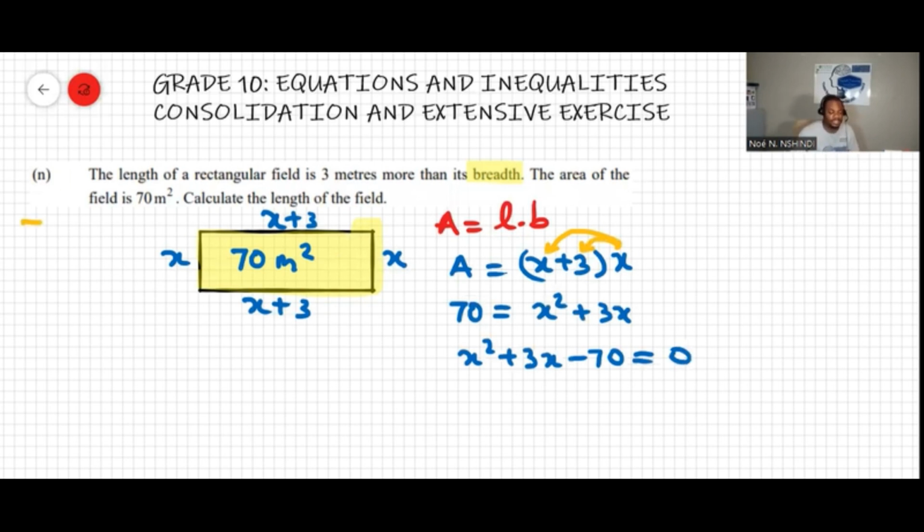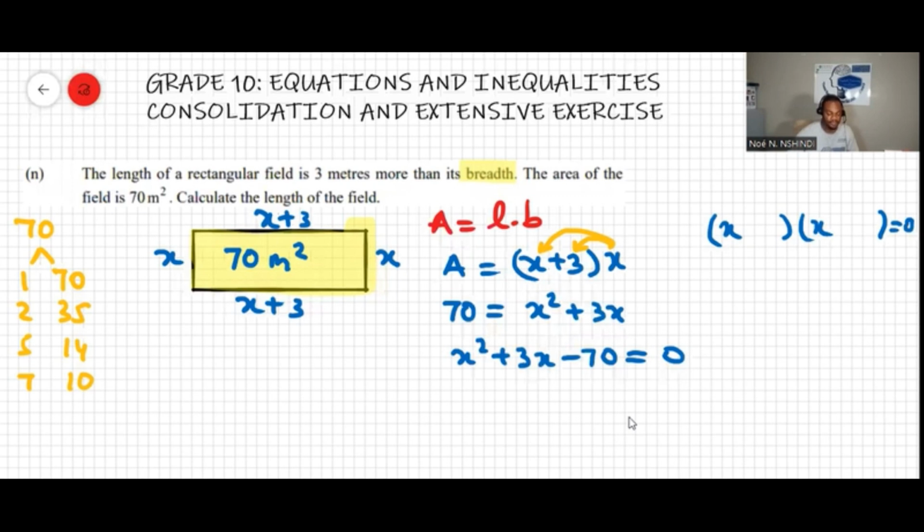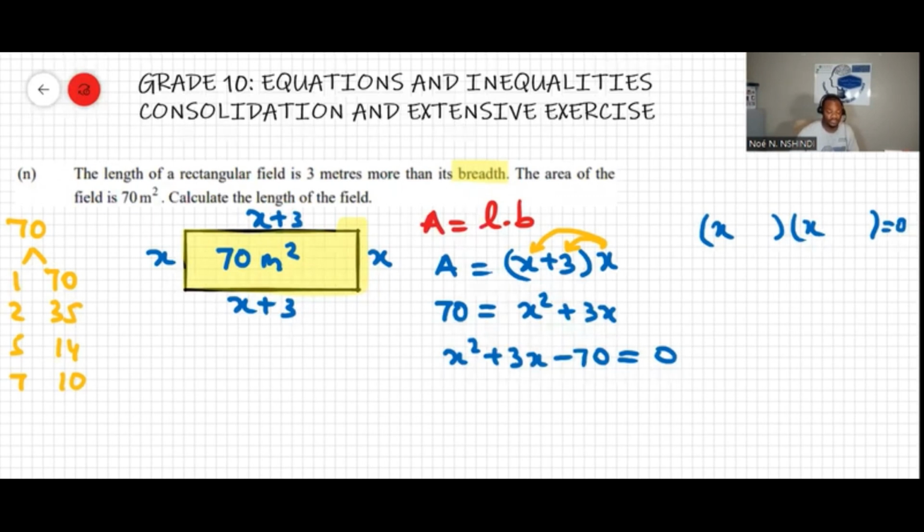If I write 70 here, I can list the factors of 70 in ascending order. They are 1 and 70, okay, 2 and 35, not 3, not 4, but 5, yes, 5 and 14, 7 and 10, and that is all. Now, I want to say then which factors of 70 will make 3. The factors that can make 3 are 7 and 10.